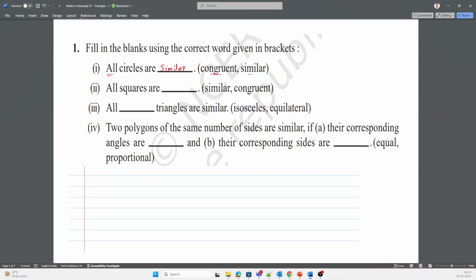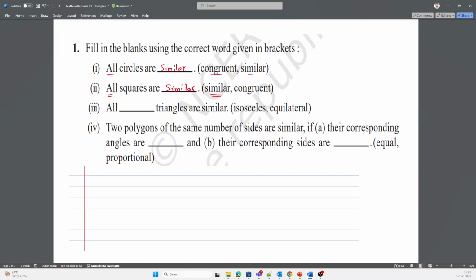All squares are, here we are talking about all squares, because one square can be small and one square can be big, but the sides are proportional. At the same time the angle will always be 90. So again the answer is all squares are also similar. Okay, this is the right answer.